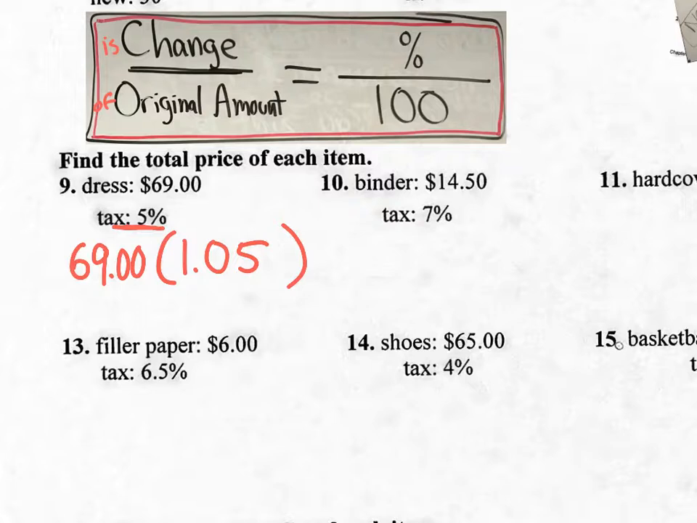Let's do that on the calculator real quick. And on the calculator, we see that it gives us $72.45. So that would be the out-the-door price of a dress that costs $69, probably in Arizona, if their sales tax is 5%, as opposed to our sales tax, which is 8.25%. You guys with me? Yes. Okay, let's try another one.